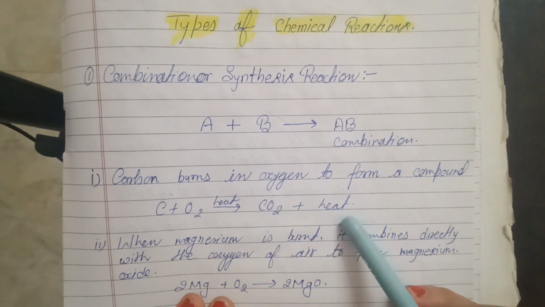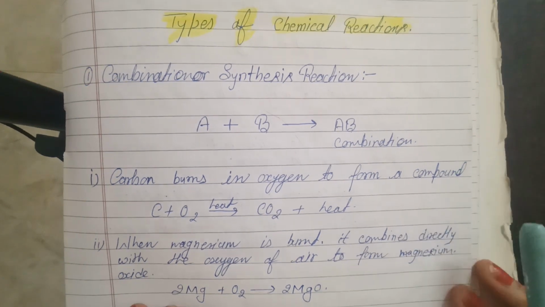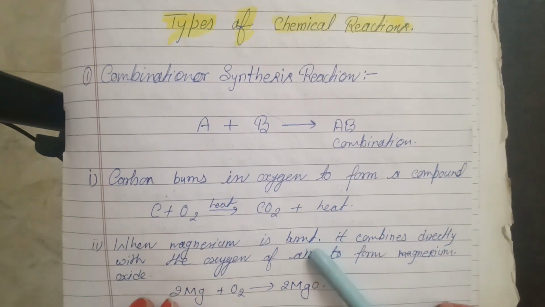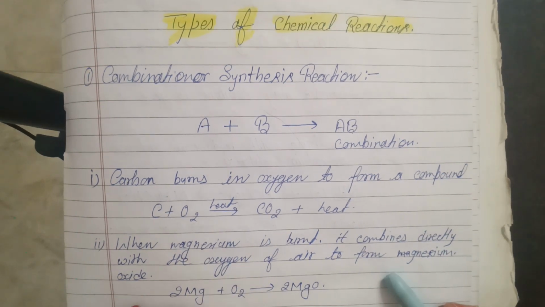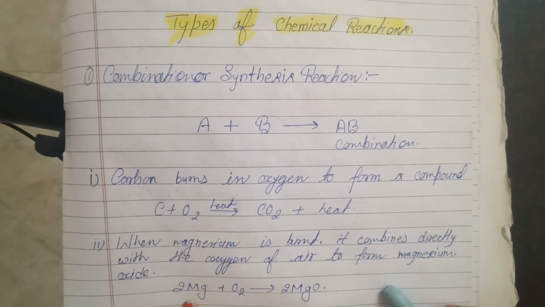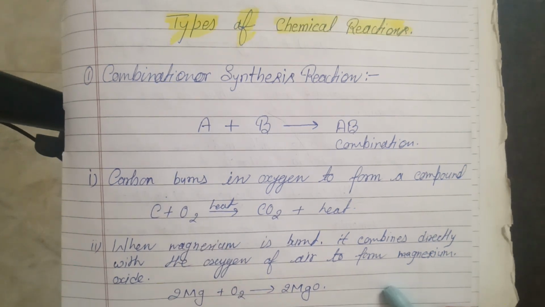सिंपल रिएक्शन है जहाँ पे कॉम्बिनेशन होता है किन्हीं दो भी रिएक्टेंट का, एलिमेंट का या कंपाउंड का, हम कह सकते हैं कुछ भी। ओके. Now the next one: when magnesium is burned, it combines directly with the oxygen of air to form magnesium oxide. So what are the elements here? 2Mg, you can see here, and O2, oxygen. When they react together, they convert into 2MgO, magnesium oxide.